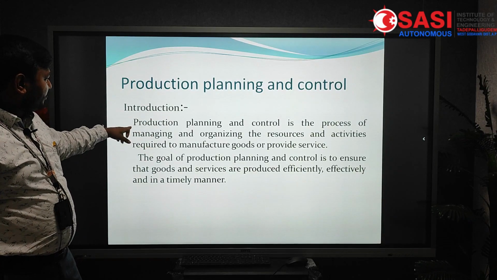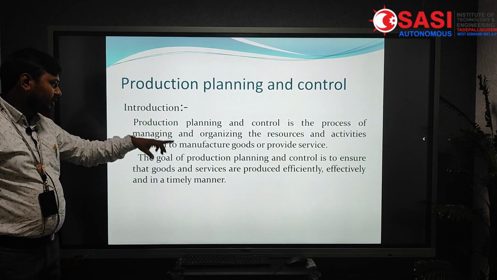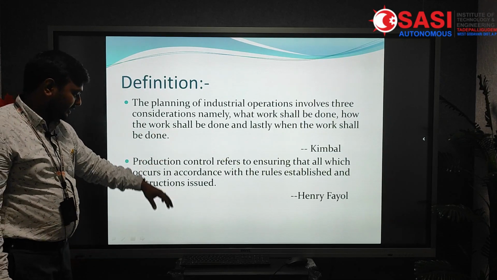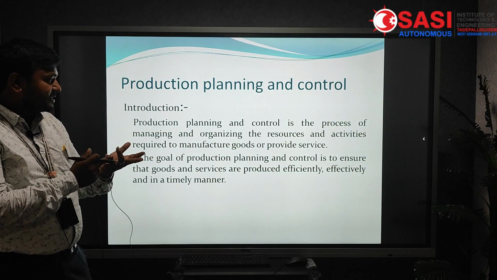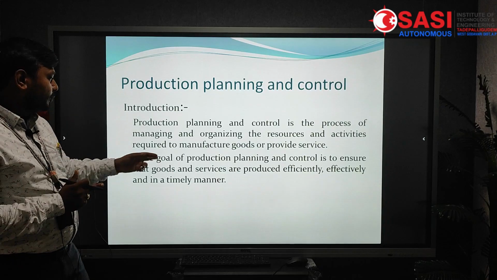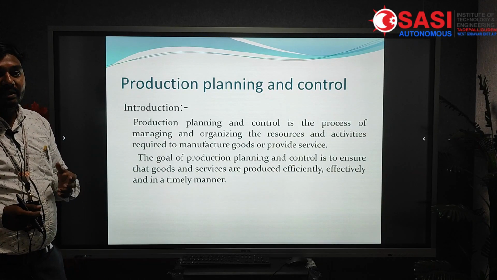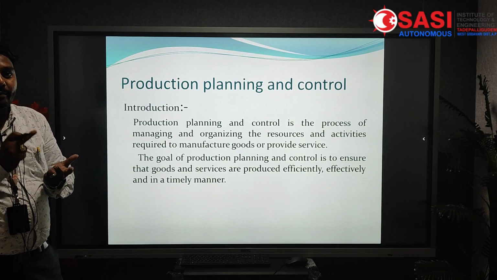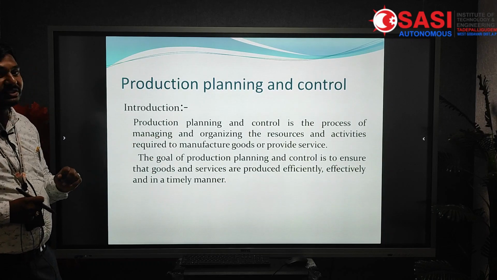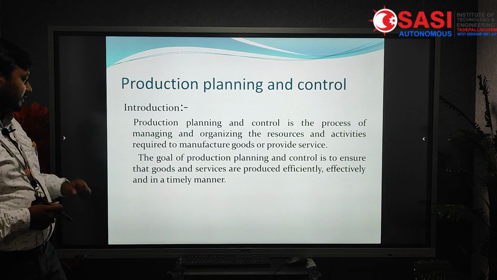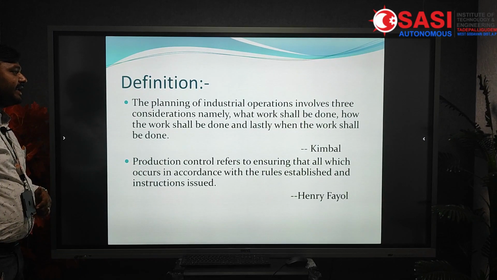You can observe the meaning of the production planning. Production planning and control is the process of managing and organizing resources and activities required to produce or manufacture goods or services. Planning and control will enable you to properly manage and organize the resources and activities that are required to manufacture goods or services. So here is the definition of production planning and control.